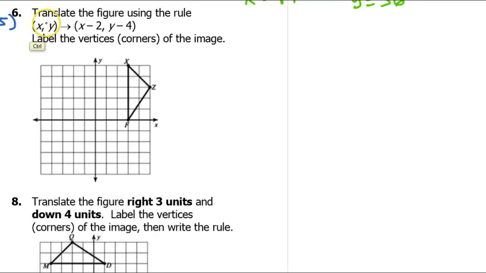Similarly, when I look at this rule for problem number 6, I'm thinking this is going to move left 2 and down 4. So that's what I'm going to do. So left 2 and down 4, and that will give me x prime. Left 2 and down 4, that will give me f prime. Left 2 and down 4, and that will give me z prime. Okay, so this will be the image.